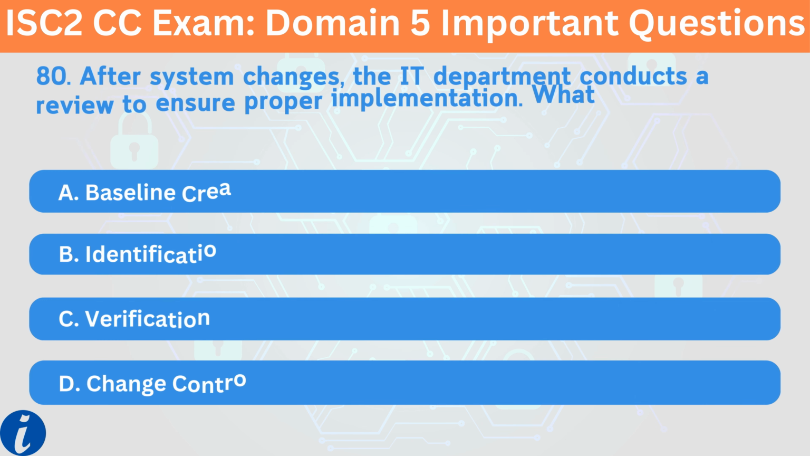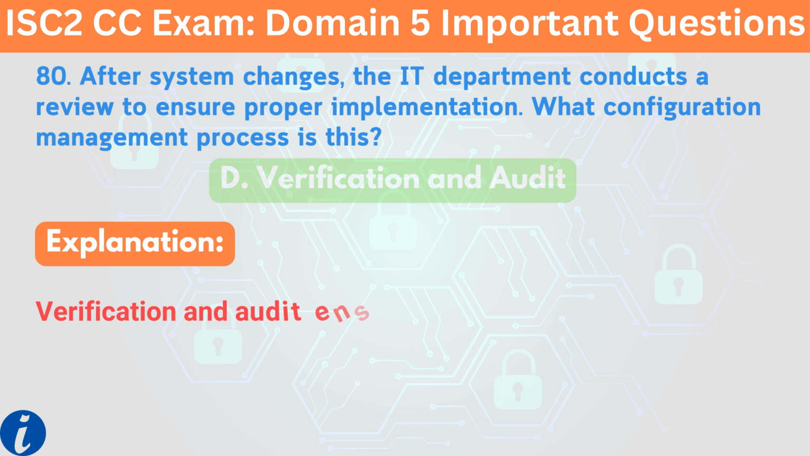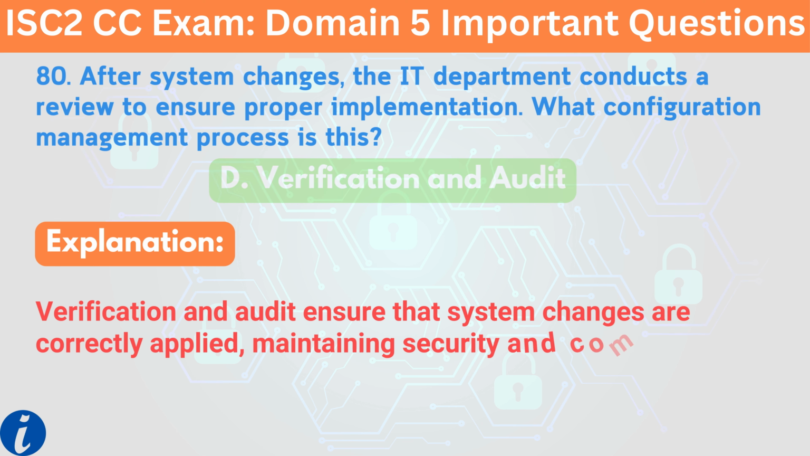80. After system changes, the IT department conducts a review to ensure proper implementation. What configuration management process is this? A. Baseline creation. B. Identification. C. Verification and audit. D. Change control. The correct answer is D. Verification and audit. Explanation. Verification and audit ensure that system changes are correctly applied, maintaining security and compliance.